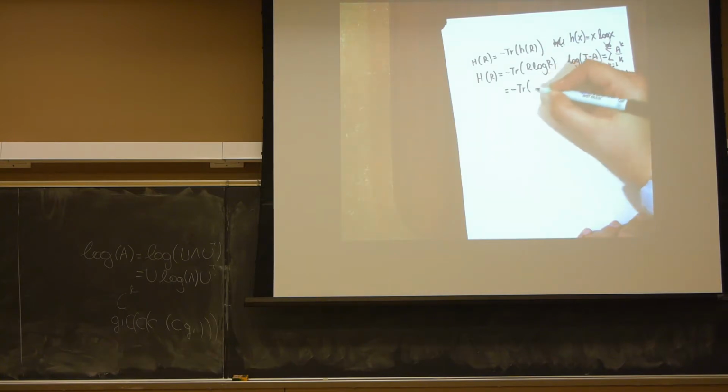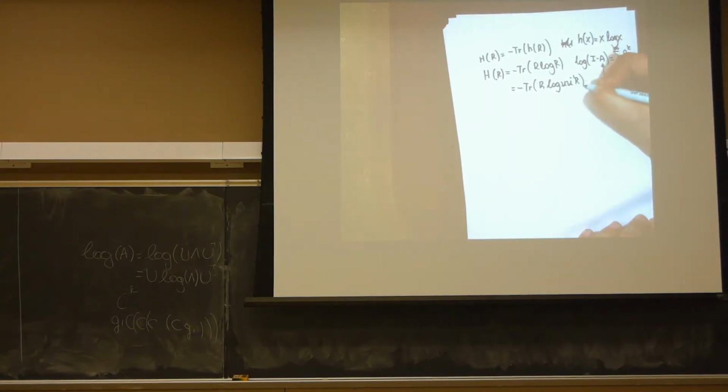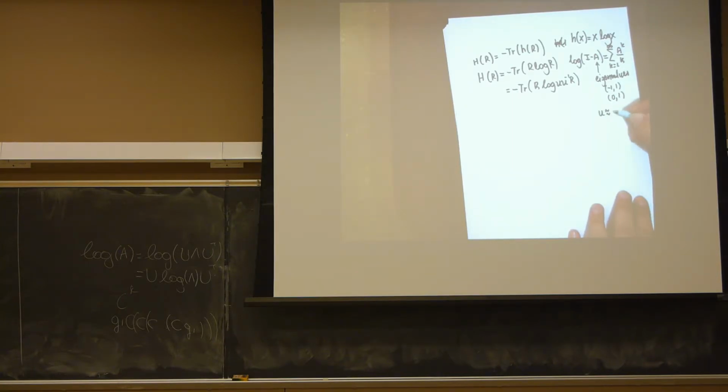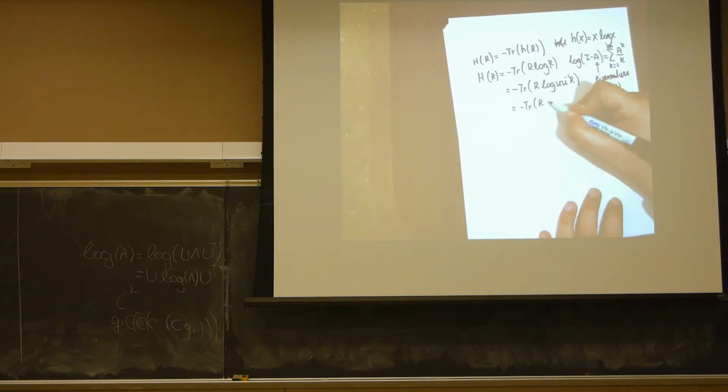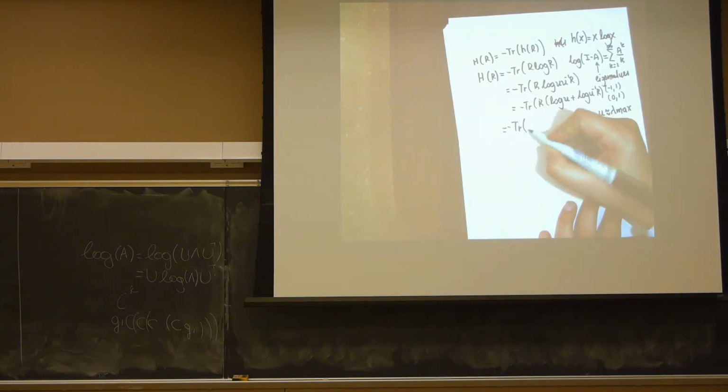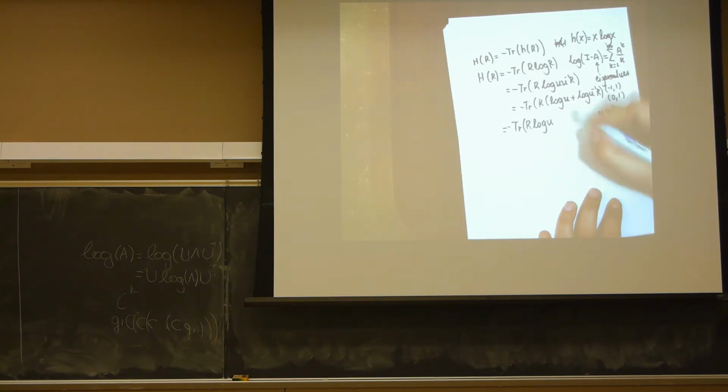So I'm going over here and say that this is R log, where U is the estimation of lambda max. Okay. And then I'm doing log U, trace of R log U, plus minus the trace of R. Okay, up to now.